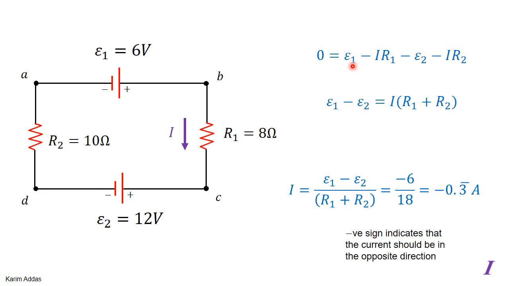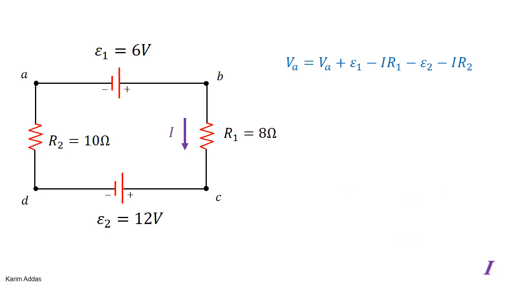So if you take the loop equation and try to get the current, you'll get that the current is epsilon 1 minus epsilon 2 over the sum of the resistances. Now, because the value of epsilon 1 is less than the value of epsilon 2, you get a minus 6 over 18. The minus sign just indicates that you chose the wrong direction of current. So all you would have to do if you want to finalize this problem is just reverse the direction of the current and put the same value, 0.3 amperes.